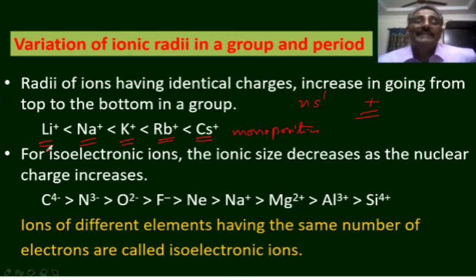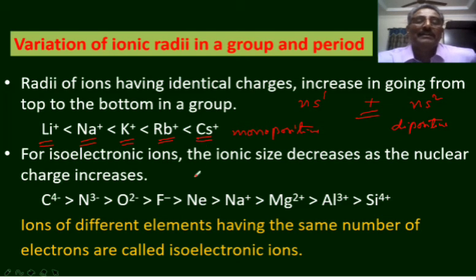In the same way, the elements in the second group, that is beryllium, magnesium, calcium, strontium and barium, form dipositive ions. As they have ns2 electronic configuration, they form dipositive ions. The alkaline earth metals form the dipositive ions. So in the case of identical charges of ions, when we move from top to bottom in a group, the ionic radii gradually increase just like the atomic radii.